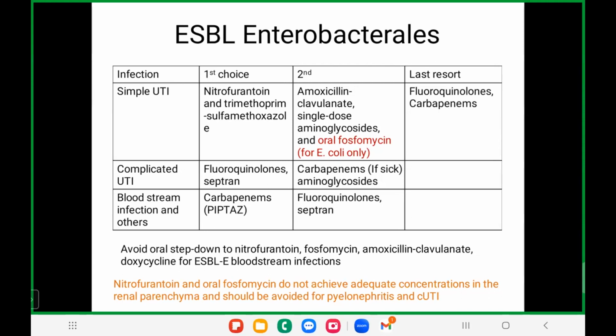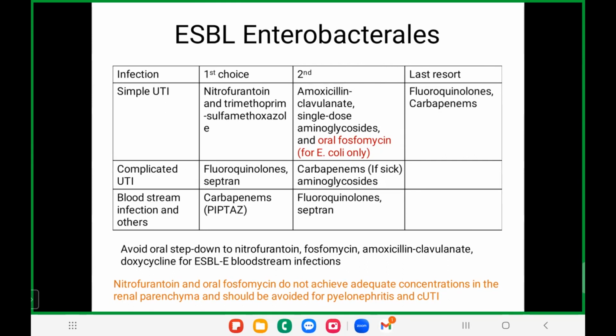Another option is oral fosfomycin, but fosfomycin is only for E. coli. It's only for cystitis. Your nitrofurantoin and fosfomycin will not work for pyelonephritis or complicated UTI. Please remember, even if your sensitivity pattern shows nitrofurantoin is susceptible, please avoid them for complicated UTIs. So there you need to choose bactericidal drugs and other drugs rather than nitrofurantoin and fosfomycin.